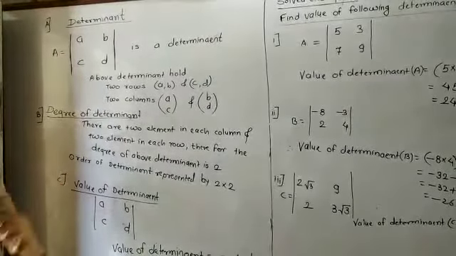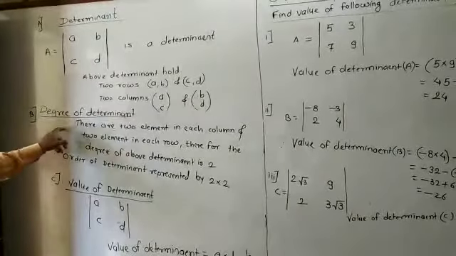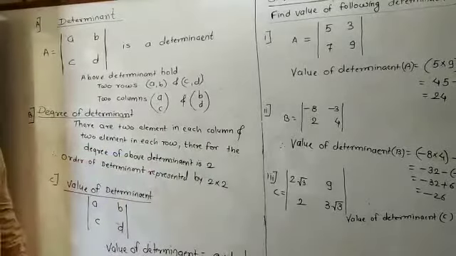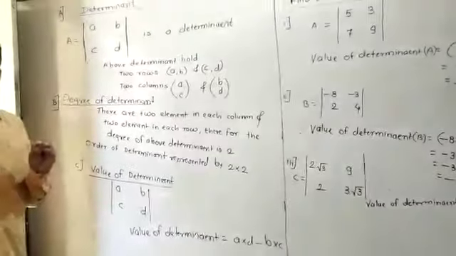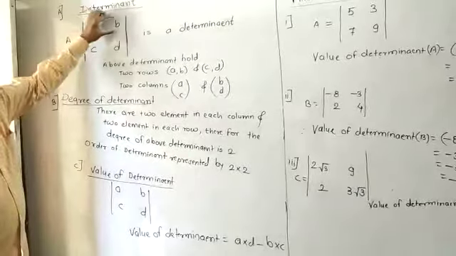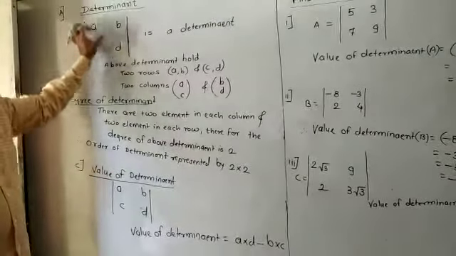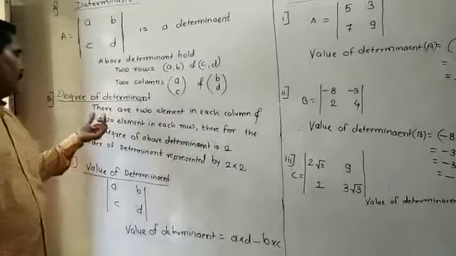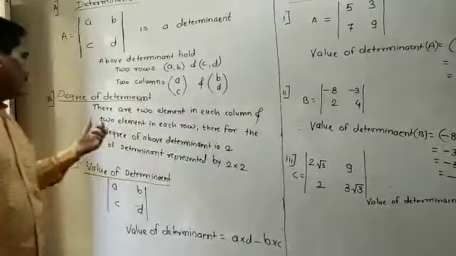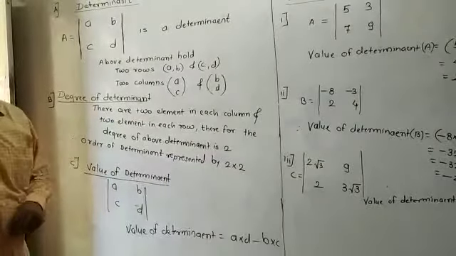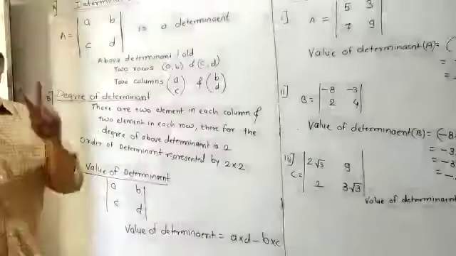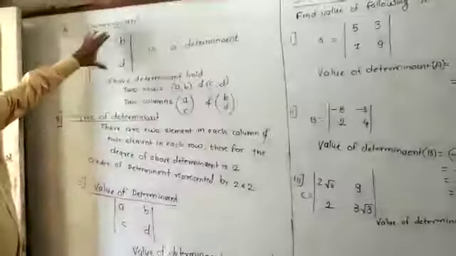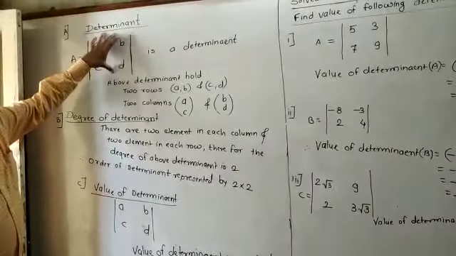So what is the meaning of the degree of the determinant? There are two elements in each column and two elements in each row. What I am saying, you have to try to understand. Therefore, the degree of the above determinant is 2. If there are two elements in each row and two elements in each column, therefore the degree of the determinant is 2. So I will say that this determinant has degree 2.